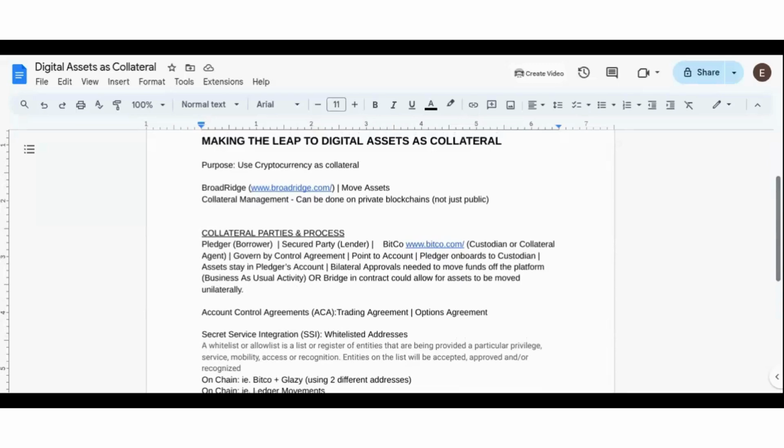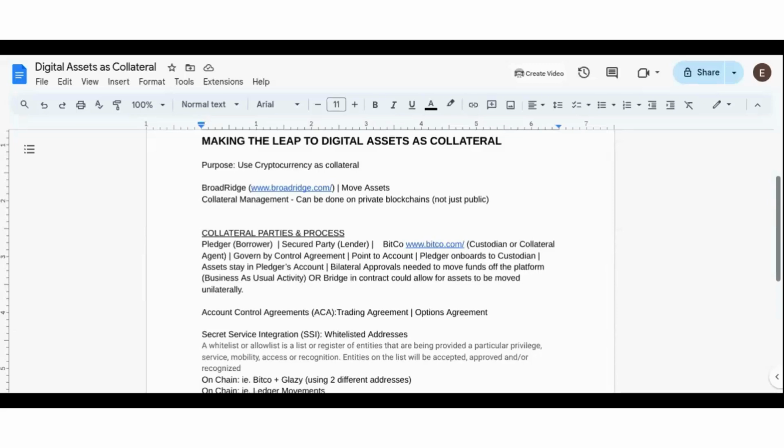And so today, I think you're going to be excited about how you can start to use these cryptocurrencies as collateral to be able to purchase various items that you may need in the future. So the purpose: use cryptocurrency as collateral. And cryptocurrency, I'm sure you all already know what that is, but that's like your Bitcoin, your XRP, Solana, okay?